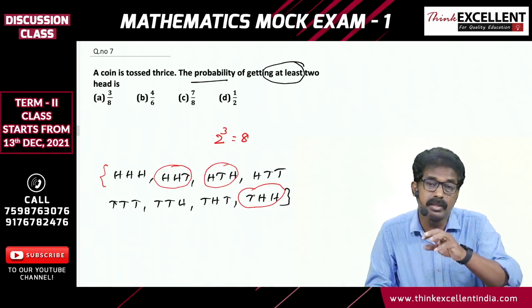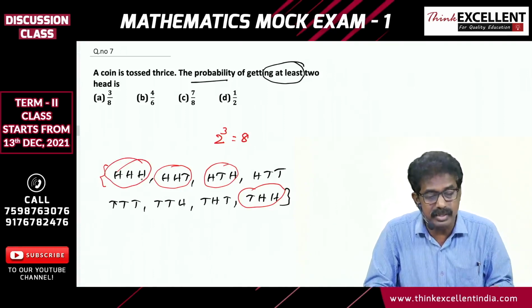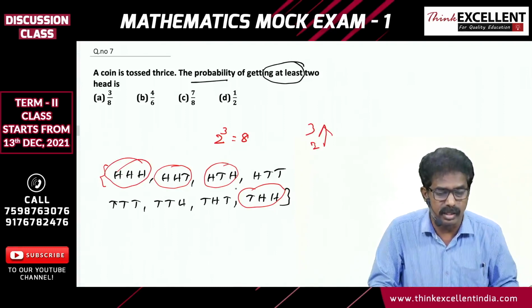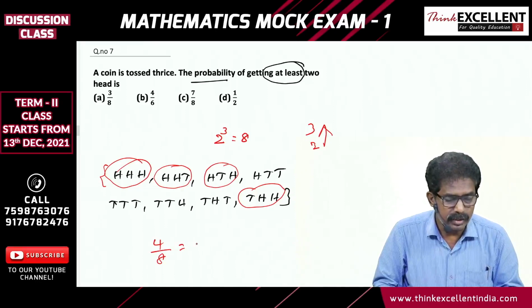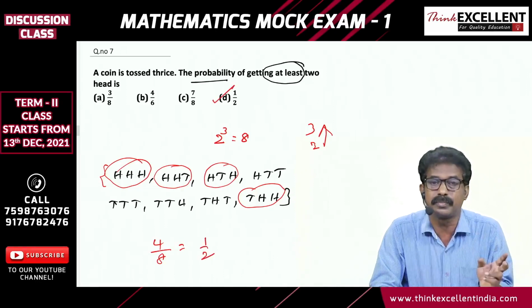But at least means 2 or more. More means even 3 is included, right? 3 heads also. 2 or more. 2 heads or 3 heads. So 4 cases are there, so your answer is 4 by 8. So the answer is 1 by 2, the correct answer. This is for at least.